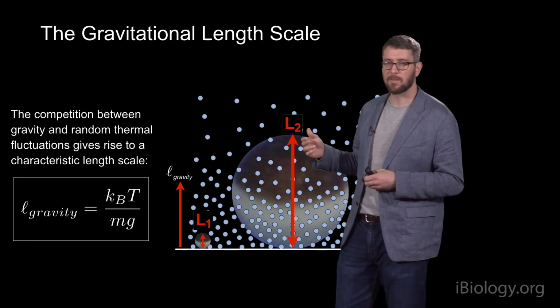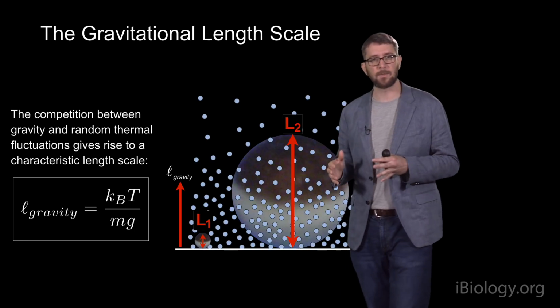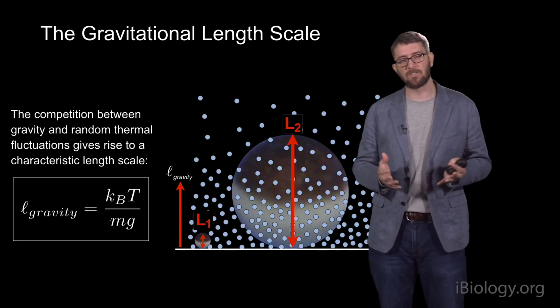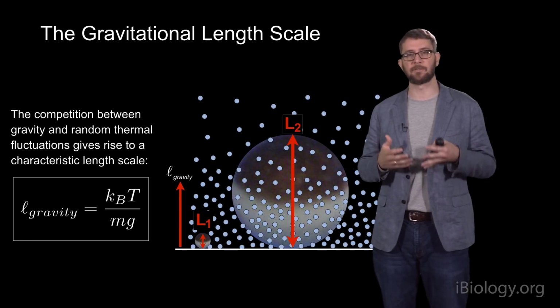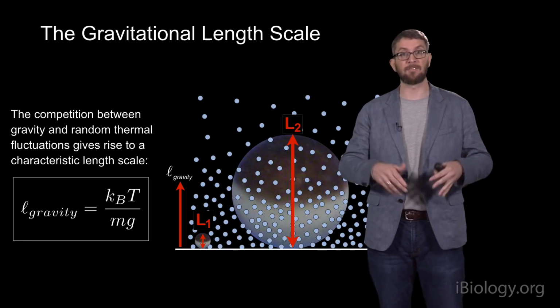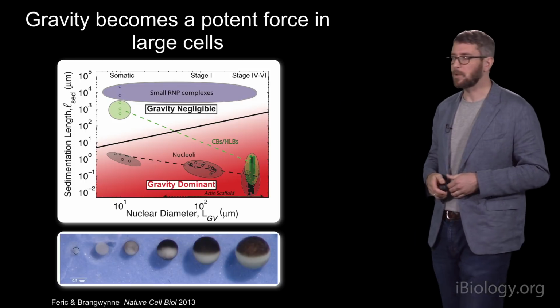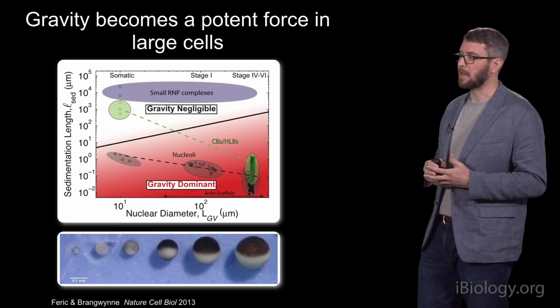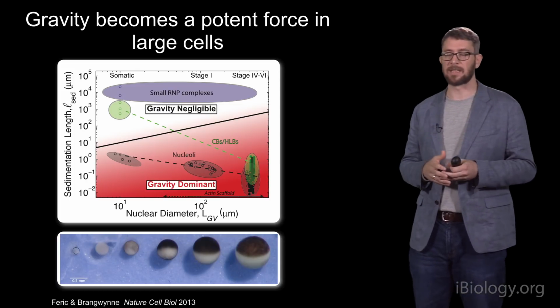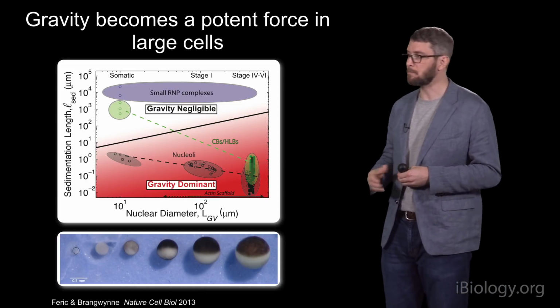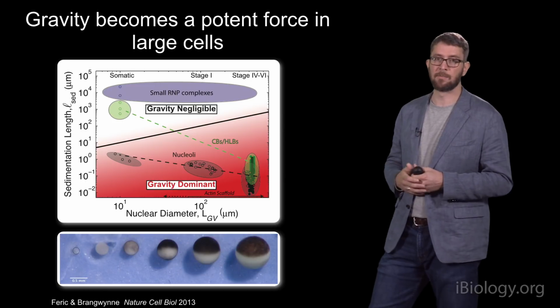These very large frog oocytes, what seems to be happening is the cell has gotten so large that it's now exceeding this gravitational length scale for these structures, and now gravity really becomes important. We can actually quantify this, and with all the measurements we've done, we can determine the gravitational length scales and figure all of this out and make what I'll call a state diagram for this.